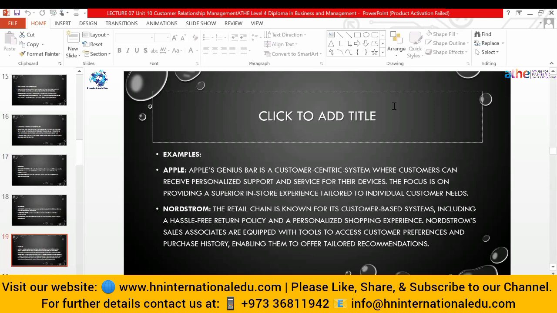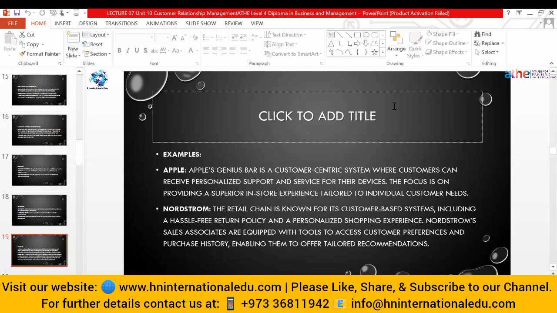Examples: Apple. Apple Genius Bar is a customer centric system where consumers can receive personalized support and service for their devices. The focus is on providing a superior in-store experience tailored to individual customer needs. That is, you physically appear in the store and you can touch each and every mobile, laptop, MacBook, AirPods, each and everything. Cases even.